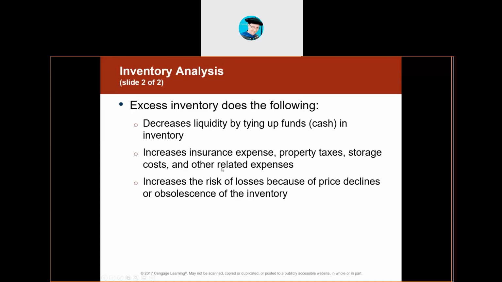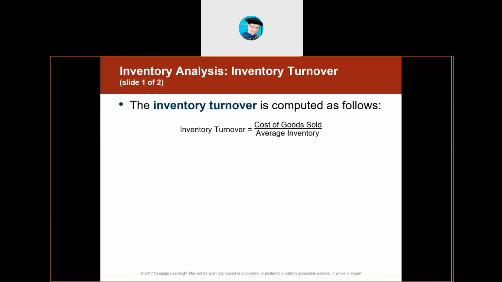It increases insurance expense because you have too much stuff sitting on your shelf. It also increases the loss because over time the inventory becomes obsolete. So we want to turn our inventory over as quickly as we can. We don't want things sitting on shelves and lasting forever and then eventually either throw it out or sell it at a loss. So inventory turnover, we calculate that by taking the cost of goods sold divided by average inventory.